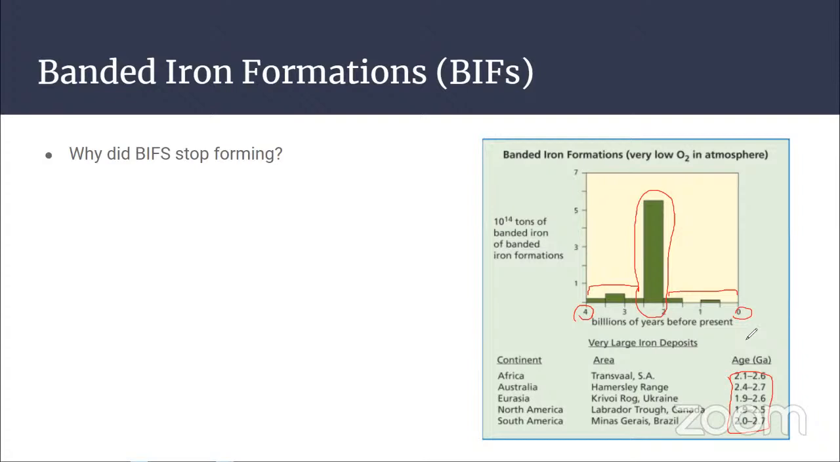So thinking about oxygen and how this formation is happening, why might these stop forming? You can see they're not forming as far as we know today. So you could start there. Why do you think that we're not forming these banded iron formations today?